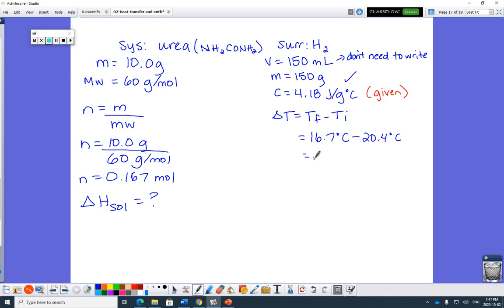So the temperature gets colder. 16.7 is less than 20.4. So you should get a negative delta T. And that negative is important. Please don't just take the absolute value.